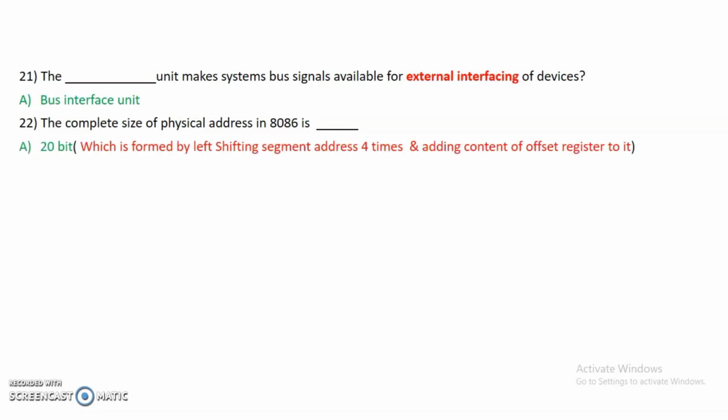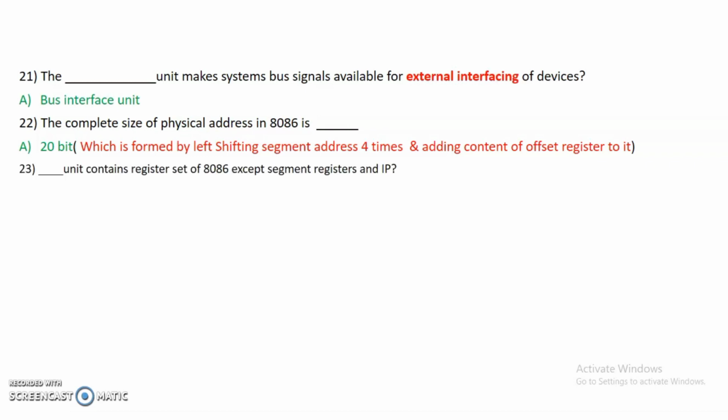Bit number 22. The complete size of physical address in 8086 is dash. The complete size of the physical address in 8086 is 20 bit. As I told you earlier, this 20-bit address is formed by left shifting the segment address 4 times and adding the offset to it. When you do that, the physical address will be formed. So the size of the physical address will be 20 bit.